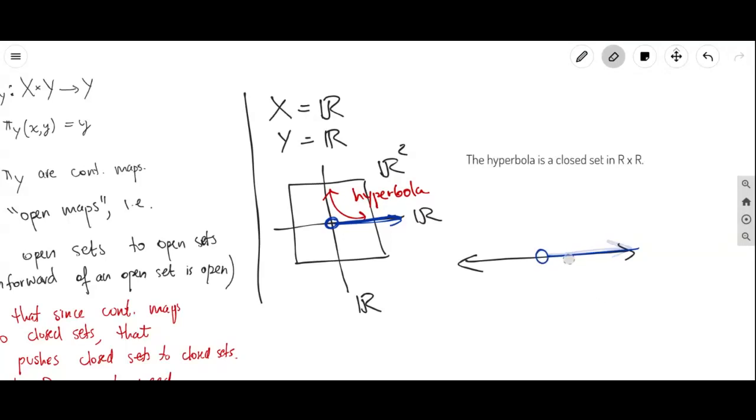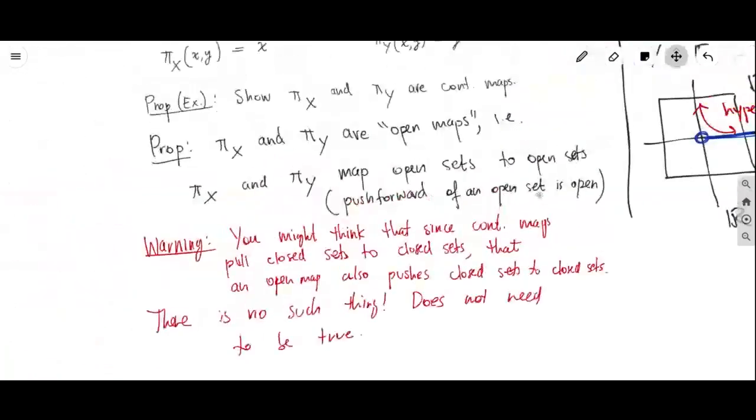I know I told you that open and closed are not opposite concepts, but you cannot be open and closed at the same time as a subset of the real line because the real line is connected. So other than the trivial examples, there are no clopen sets. But you can also just see that this is not closed because its complement is not open. So you started with something that was closed, you took its projection, and its projection is no longer closed. So you do want to be very careful with this. These projection maps are open maps, but they're not closed maps.